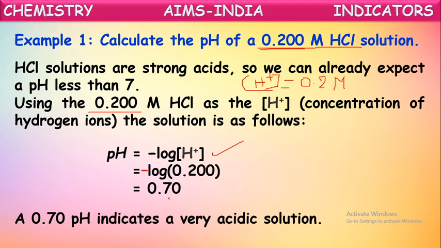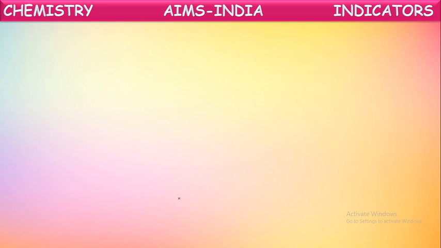A pH of 0.7 represents a strong acid, because we know the acid range is from 0 to 7. This value is almost near to 0. So as the pH value approaches 0, the acidic character increases. As it is very near to 0, you can say it is a strong acid. Okay, that's the way to calculate pH values.